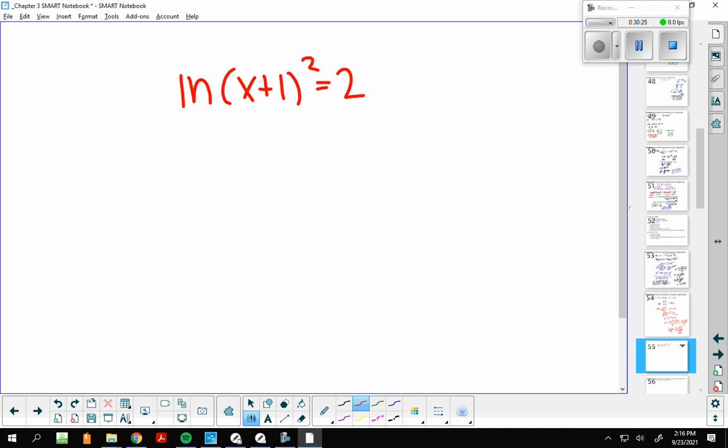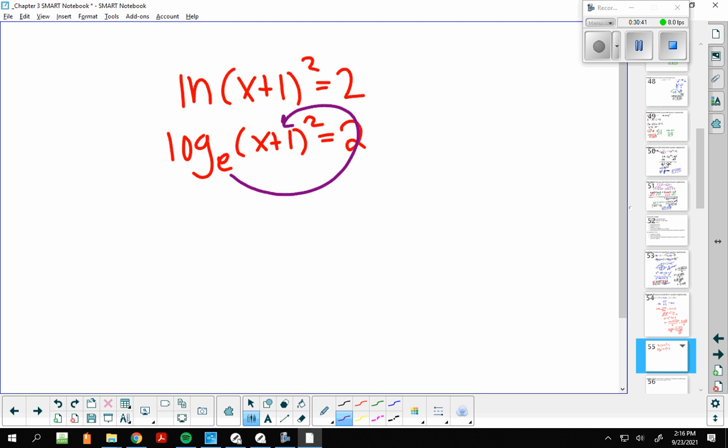So, again, we're going to change this to log base e just so that we can swirl. There are other ways to do this problem. This is not the only correct way to do this problem, and if you like a different method better, that's totally fine. So let's swirl. E to the second power gives me x plus 1 quantity squared. Now we're just solving for x.